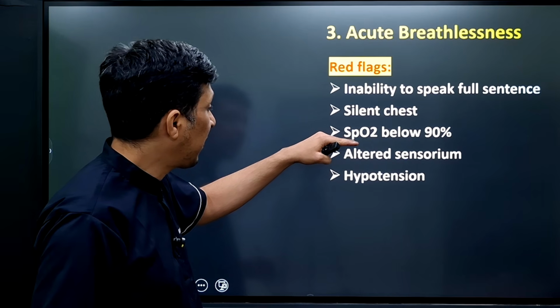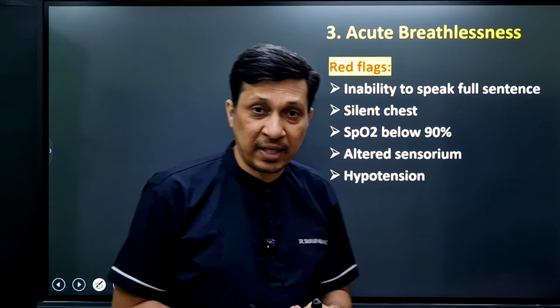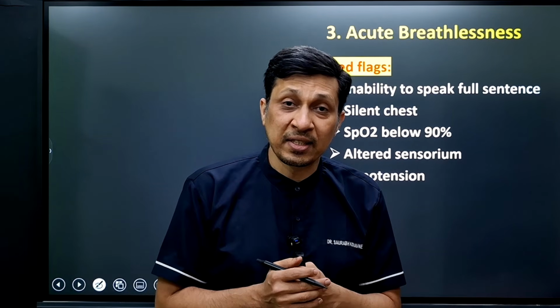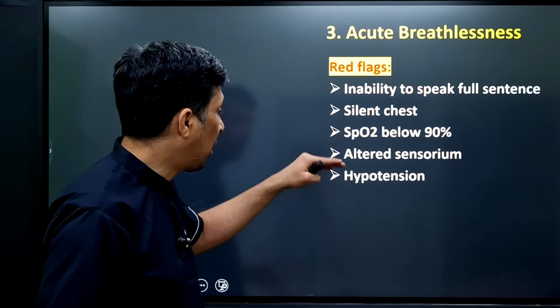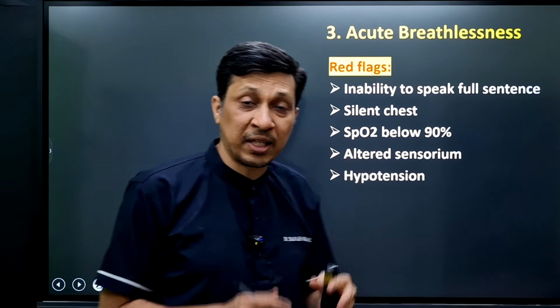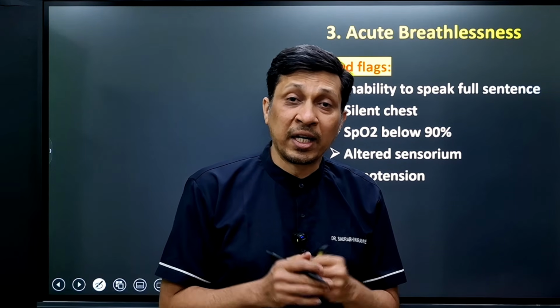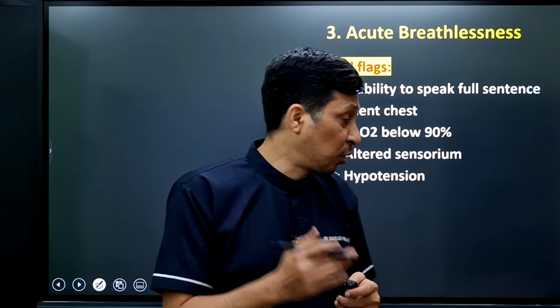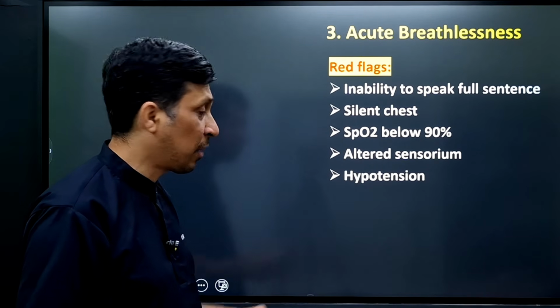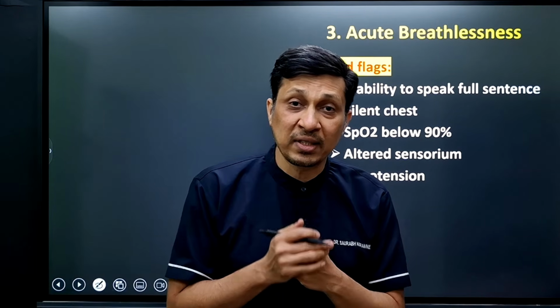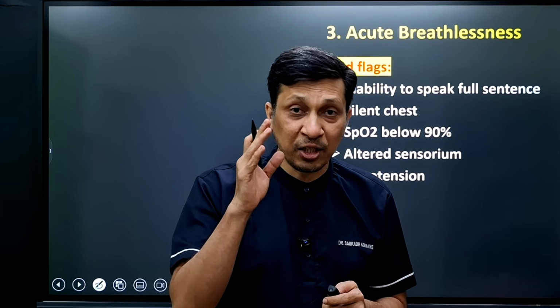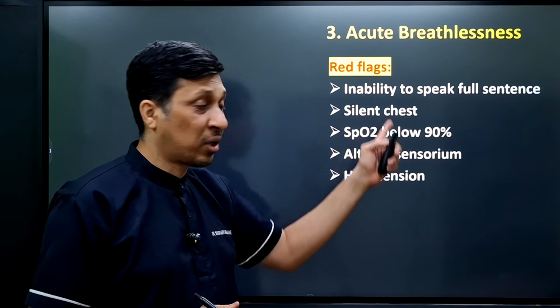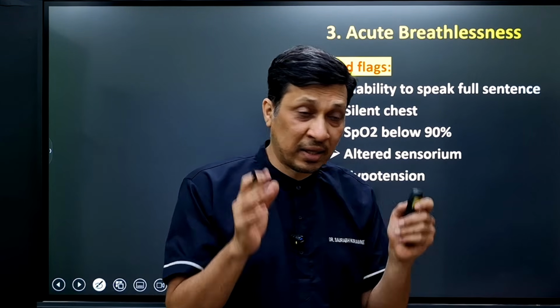Third important red flag is SpO2 below 90%. It indicates that patient is developing hypoxia. Altered sensorium can also be seen if there is hypoxia or even if patient is retaining CO2. Then hypotension. Hypotension is also an important sign that we commonly see in pneumothorax. So these are the important red flags in acute breathlessness.